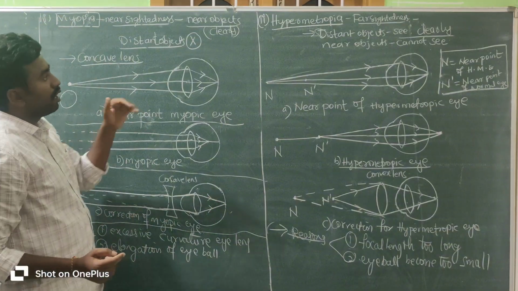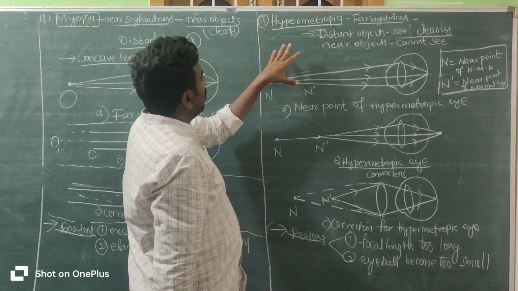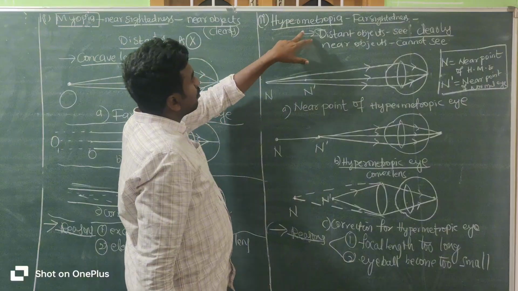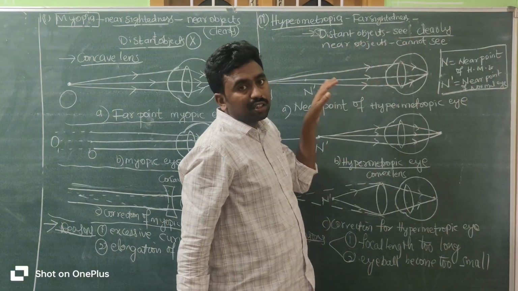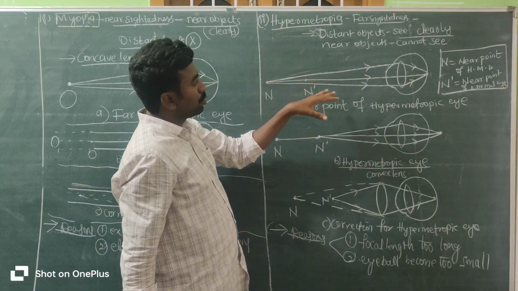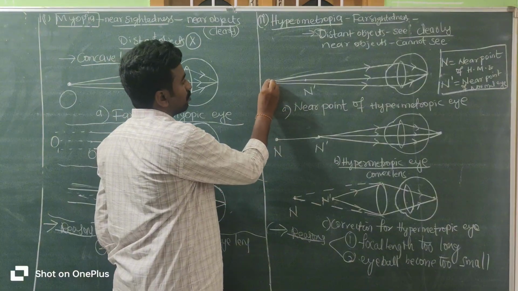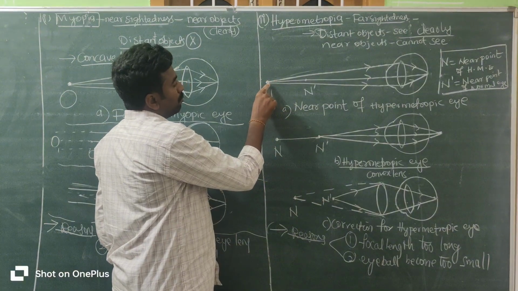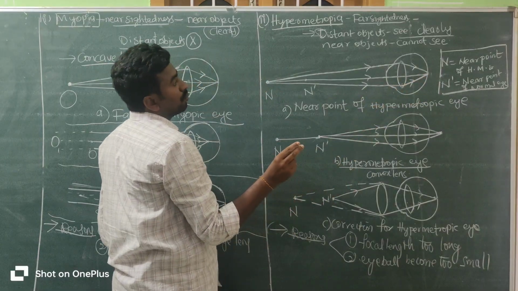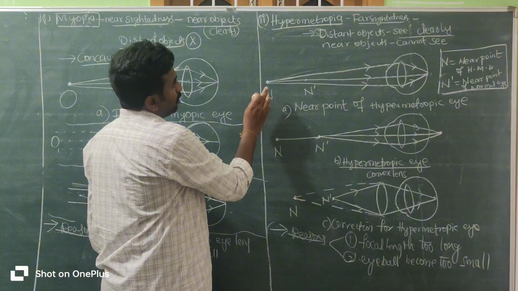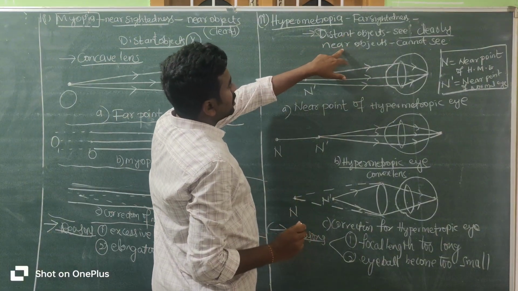Second defect, hypermetropia. Hypermetropia is also called far-sightedness. The person suffering from hypermetropia can see distant objects clearly but cannot see near objects. Let's understand hypermetropia through a diagram. Suppose you place an object at point N, the light rays coming from N fall on the retina. We can see the object clearly.